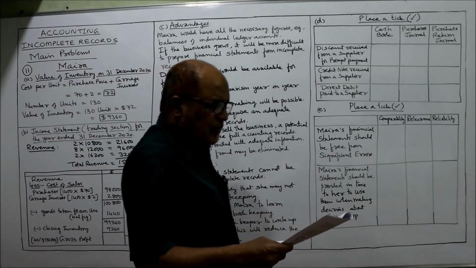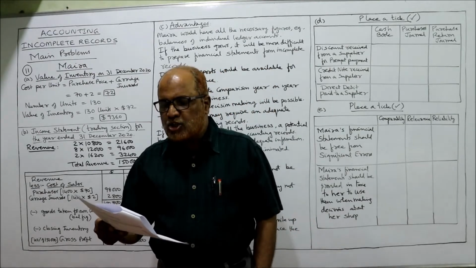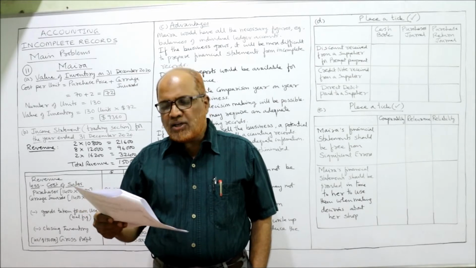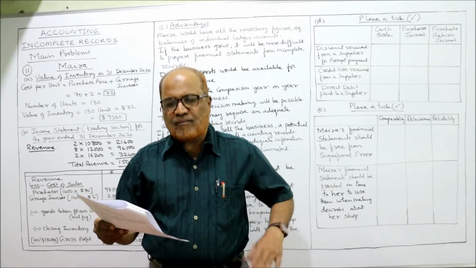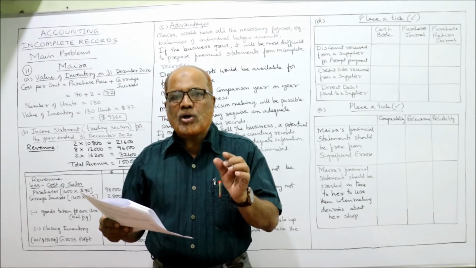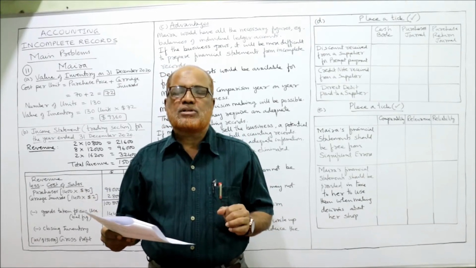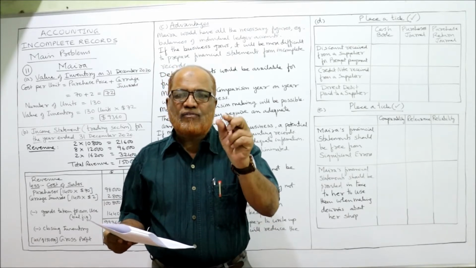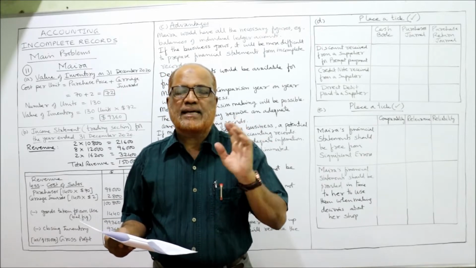Come on, see the 11th problem. Myra opened a shop on 1st Jan 2020. Myra is the sole trader and she has opened a shop on 1st Jan. She provided the following trading information. Gross margin is 40%. Gross margin means the percentage of gross profit on sales.